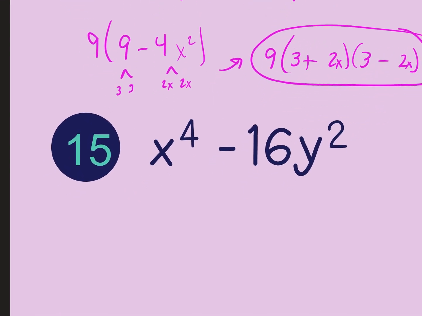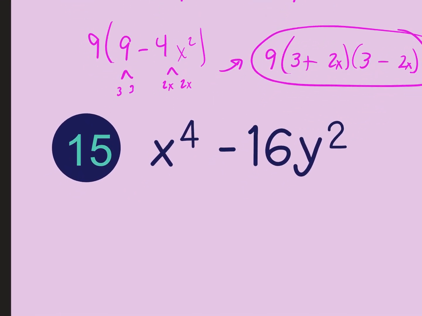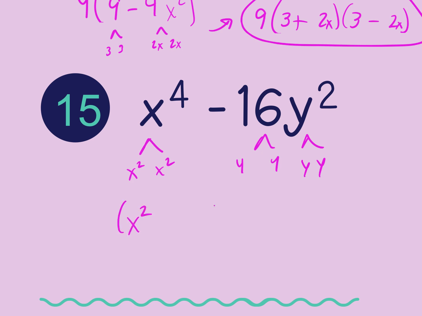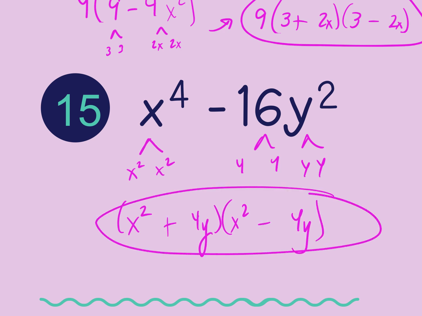All right, let's look at number 15. GCF? No. Is this the difference? Yes, I have a minus sign. Are these perfect squares? Absolutely. X squared is going to give me x to the fourth. 16 could be broken down into 4 and 4. Y squared would be y and y. So my two parentheses have an x squared in the front. They have a 4y in the back, and a plus sign in one, and a minus sign in the other.